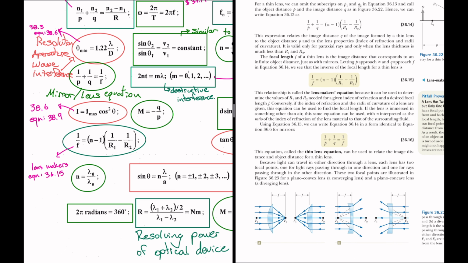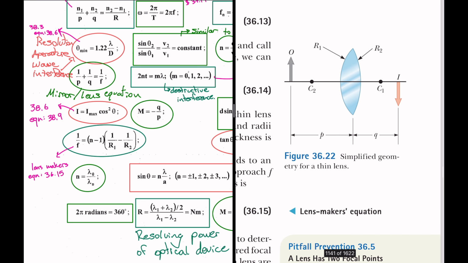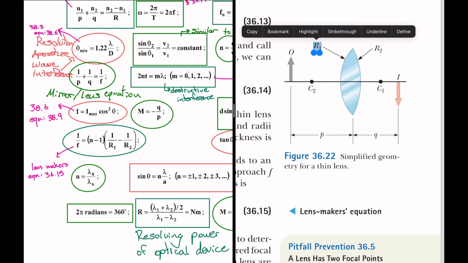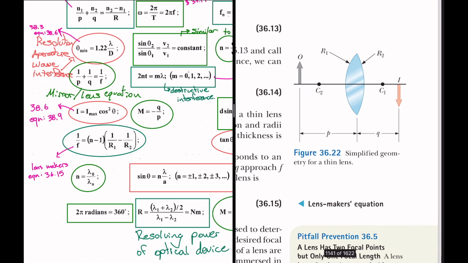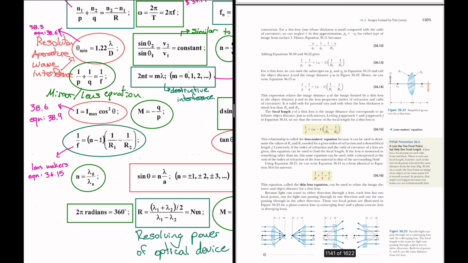This relationship is called the Lensmaker's equation because it can be used to determine the values R1 and R2 needed for a given index of refraction and a desired focal length. Interesting. So in this YouTube channel, in this class, I haven't really done too many problems related to this equation. So I'm not sure what R1 and R2 actually mean. There's this picture over here which says R1 and R2. They point to them here. But what does that mean? Does that mean radius of the lens? I'm not too sure.